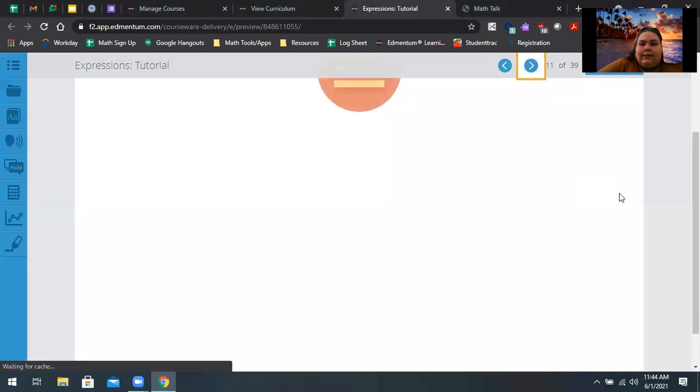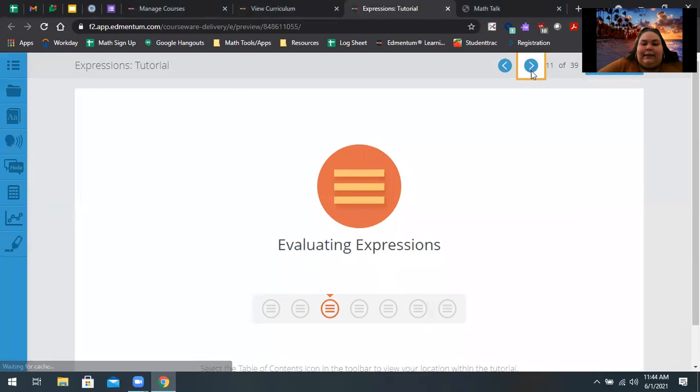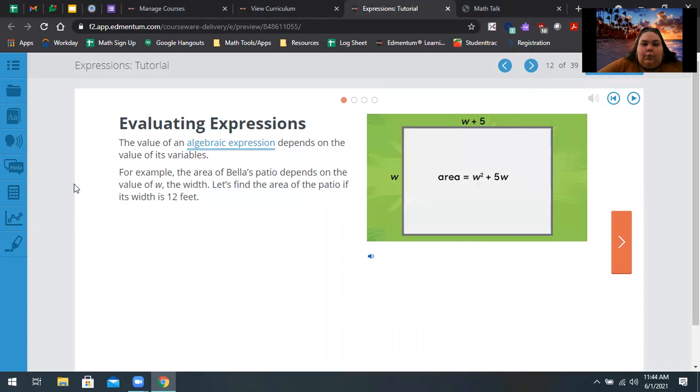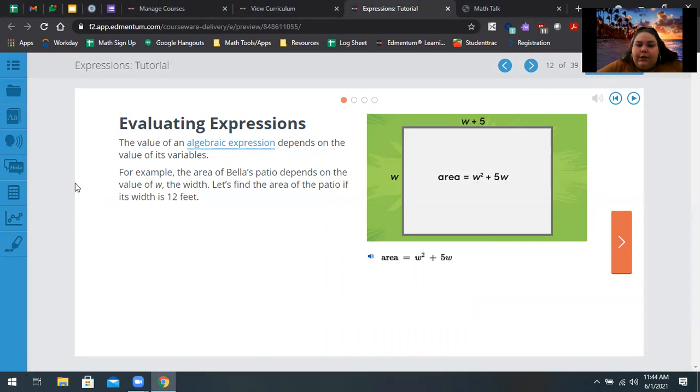Again, let's go ahead and move on to slide 11. Evaluating expressions. When we are evaluating expressions, remember, an expression can have variables in there. We don't know what number the variable represents, but here they are going to tell us a number. If we take a look at this one, it says, for example, the area of Bella's patio depends on the value of W, the width. Let's find the area of the patio if the width is 12. So right here, the width is 12. That's telling me W is equal to 12.